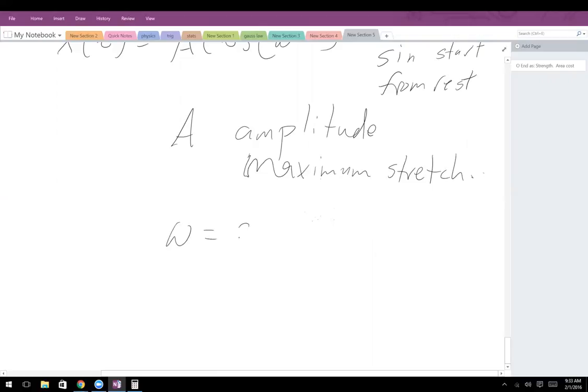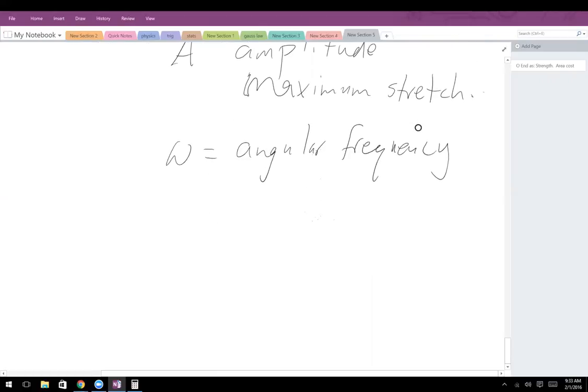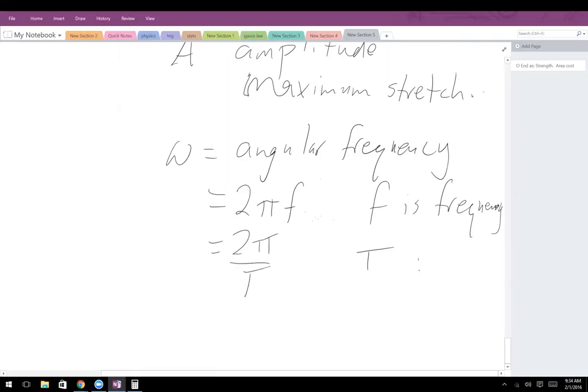Omega is actually called the angular frequency, which I'm pretty sure you're not going to need to know in this homework, but you will need to know in homework 4. It's equal to 2 pi f, where f is the regular frequency, or same thing, it's 2 pi over T, where T is the period. The angular frequency is kind of weird, but the regular frequency and period are exactly like what they are in a science class.